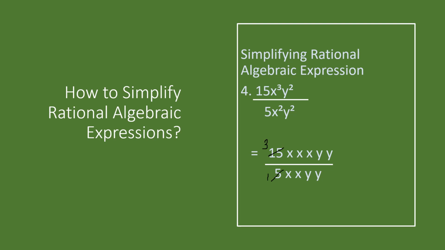And then we have here 2x and we have 2x here. And then we have 2y here and we have 2y here. So we need to get rid of that. So what is left here now? In the numerator, what is left? We have 3 and x. And in the denominator, we have just 1. So 3x divided by 1, or that is 3x.